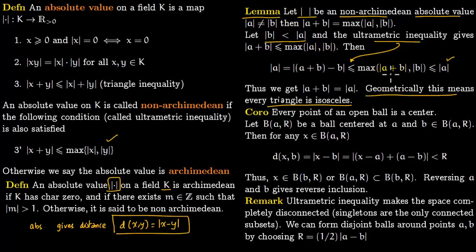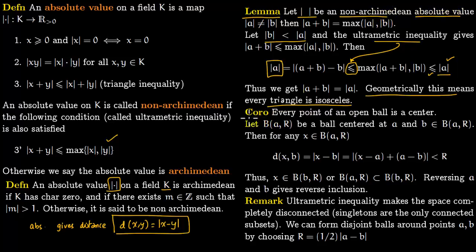So this is now surrounded from two sides. It is less than or equal to |a| right here, and this shows that it is greater than or equal to |a|. So you have that |a plus b| is equal to |a|, which is actually max of |a| and |b| because we have set |b| less than |a|. And as I said before, geometrically this just means that every triangle is isosceles if you have a non-Archimedean absolute value.